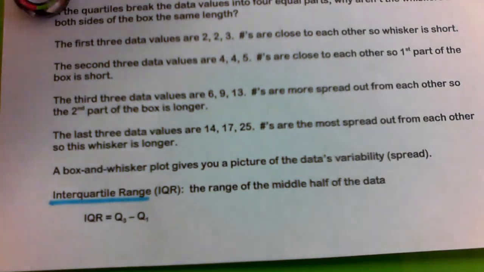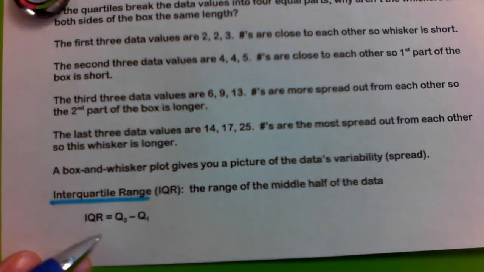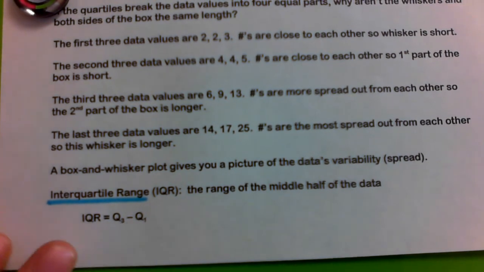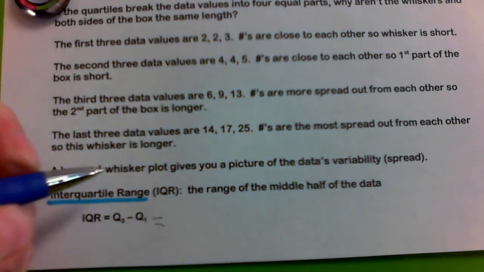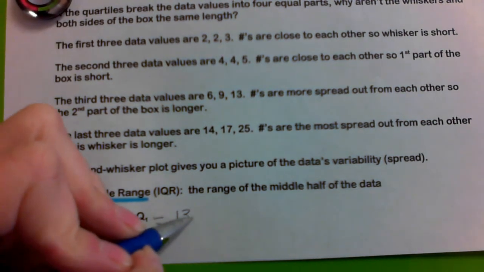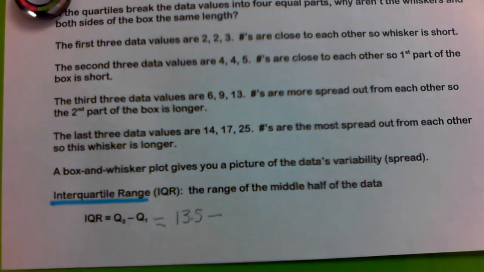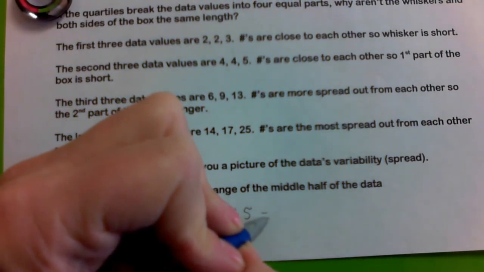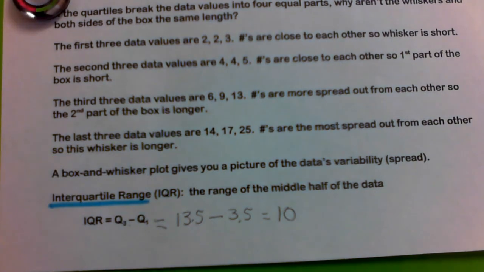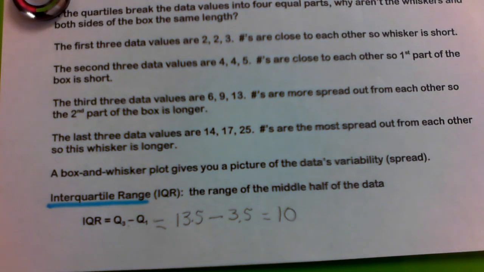The only other thing that you're going to be asked to calculate is what is called the interquartile range, and that's just quartile 3 minus quartile 1. So in our example, quartile 3 was 13.5 minus quartile 1 was 3.5. So the IQR, the interquartile range, is 10.